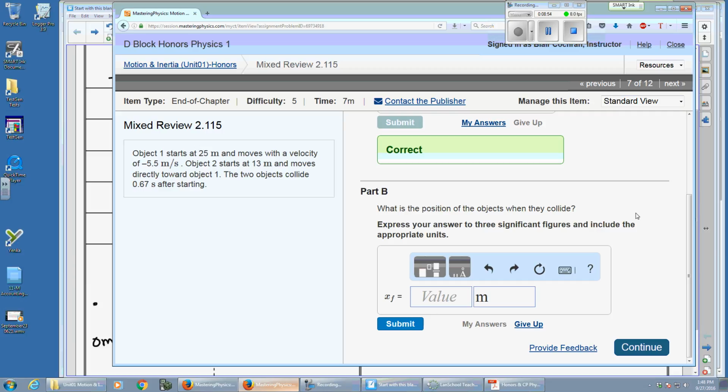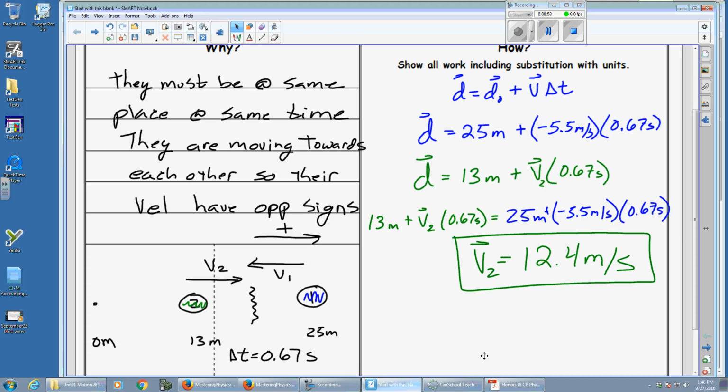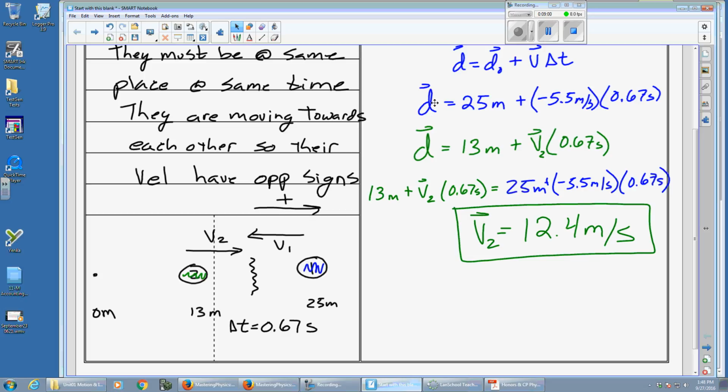So now part B, what is the position of the objects when they collide? Oh, that's solving either of these for D, right? Because D is our position where they both ended up. Yes? No? Right? So I'm going to solve the blue one for where they end up.